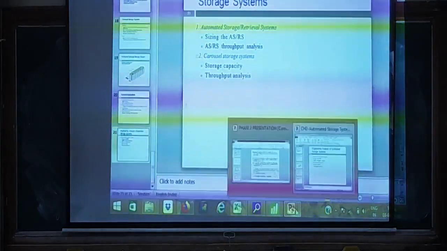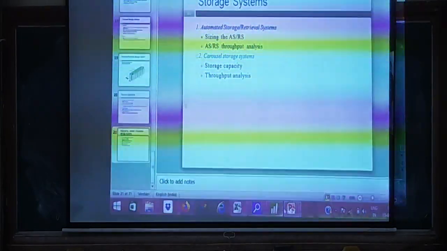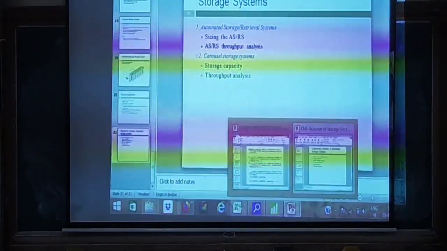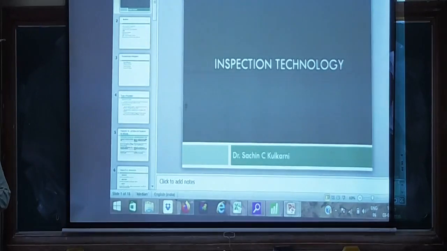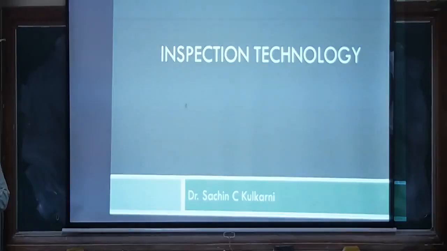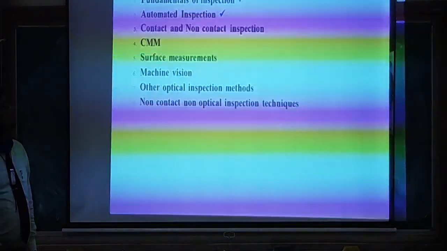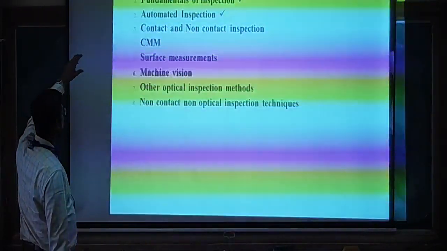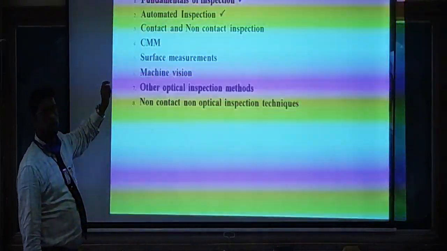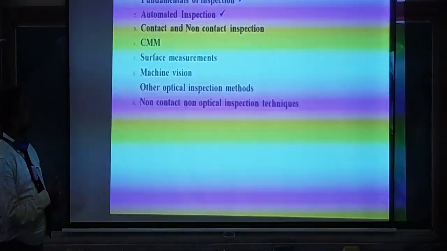So today I'm going to explain about inspection technology. Okay, so in this inspection technology, what are the different sections? Today I will take these two sections, that is fundamentals of inspection and automated inspection system. So these are the different sections we have.